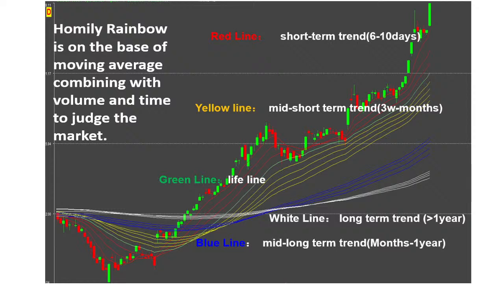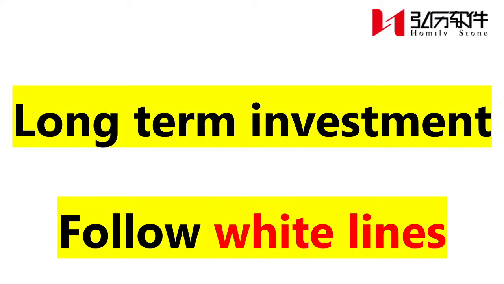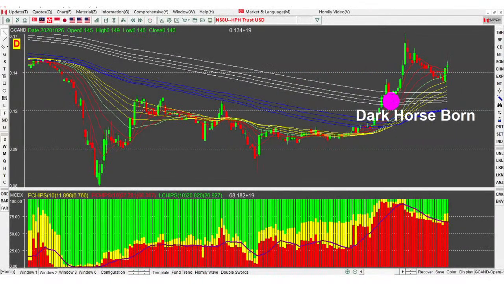So based on these colors, it's very clear, right? If we do short-term trading, we can follow the red line. If we do wave trading, we can follow the yellow line. And if we do mid-long-term investment, we can follow the blue or white line. Usually, long-term investment follows the white line. Just like here, we take an example.